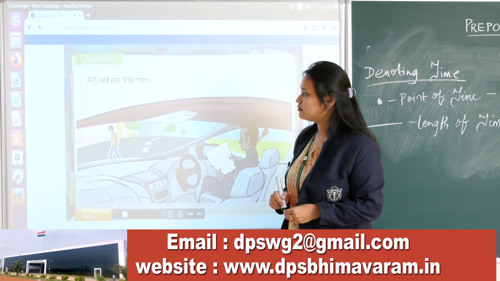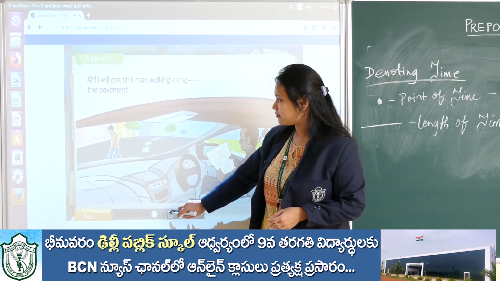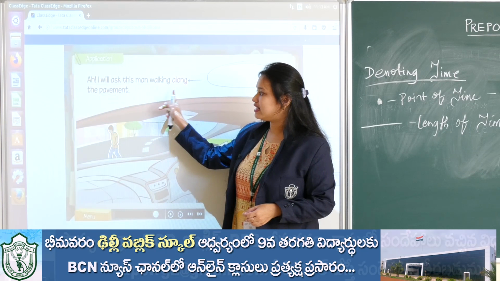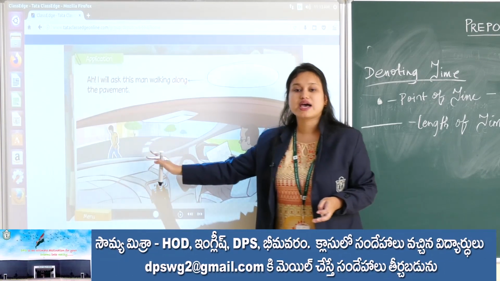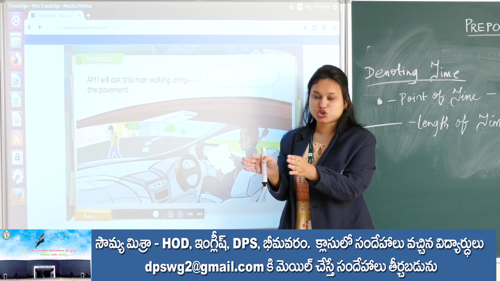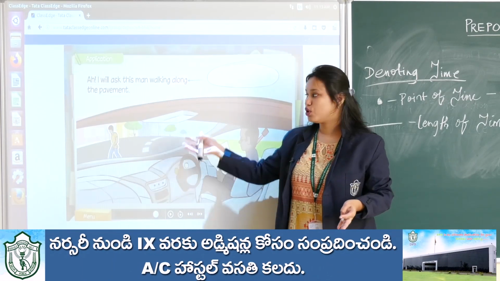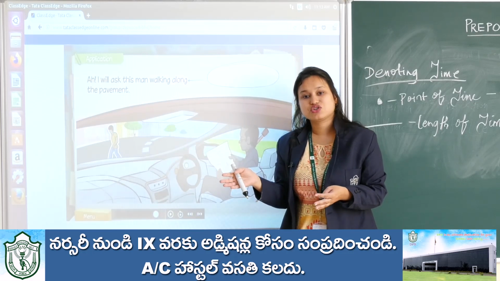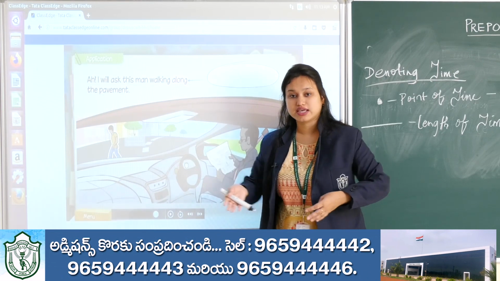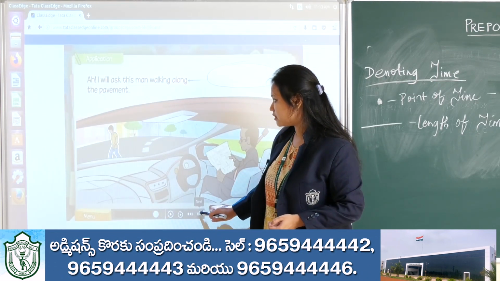I will ask this man walking along the pavement. Okay. I will ask this man walking along the pavement. Someone is driving and is trying to reach a particular destination. Okay. So he will ask a man the address walking along the pavement. So along is again showing preposition of motion. Someone is walking, making a walk, taking a walk, right? So walking along the pavement.